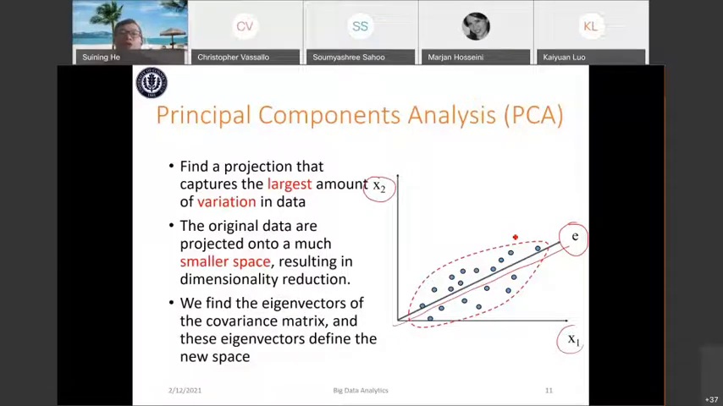And the original data sets will be projected to this smaller space, and then we can conduct the so-called dimensionality reduction. And these directions will rely on the so-called eigenvectors. So the eigenvector will help us to better describe these directions. And these directions are based on the covariance matrix that we have observed from our previous slide. And these eigenvectors will define these directions. And we will see some of those examples later.